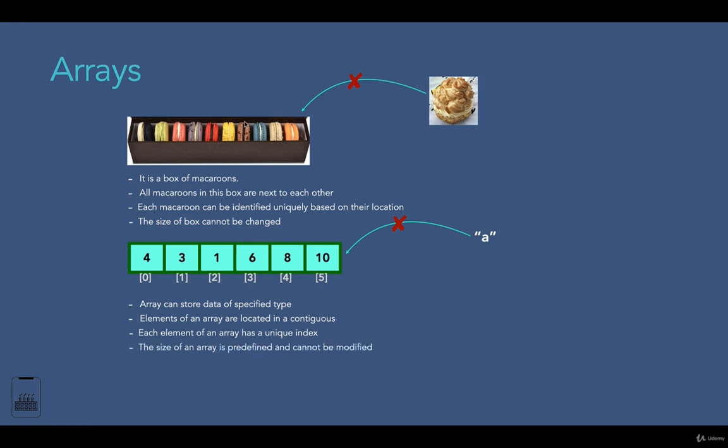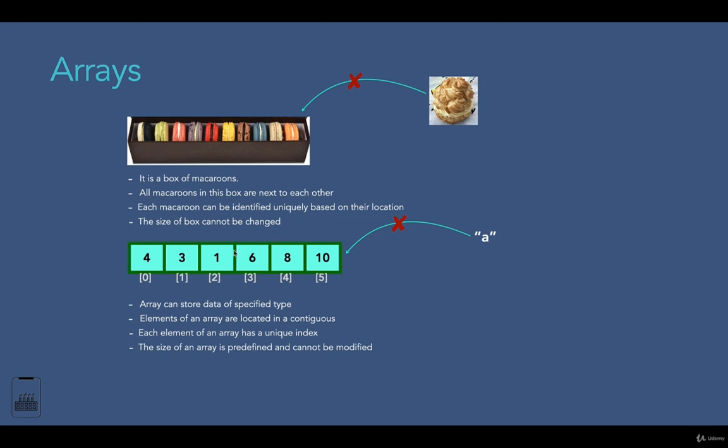Here again, if we look at this box of macarons, we can see that the size of the box is predefined. The manufacturer produced this box for 10 macarons. So we cannot fit an 11th macaron into this box because the size cannot be changed. When we create an array also, we define the size. This is the biggest limitation of arrays in Java. Hopefully with these 4 properties, you have understood the main properties of an array based on this real life example.